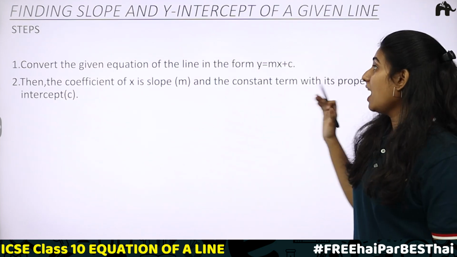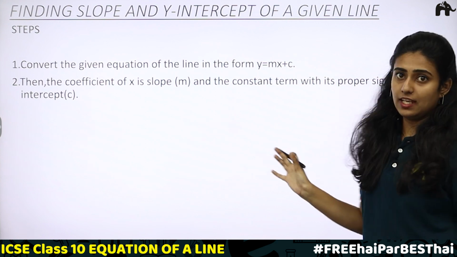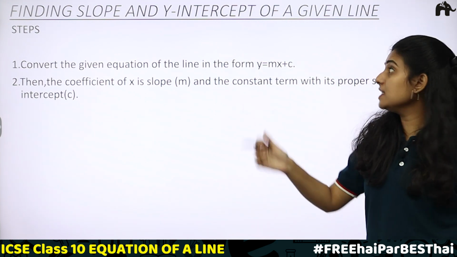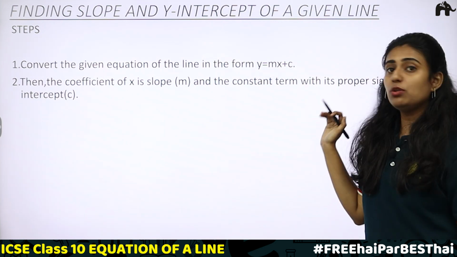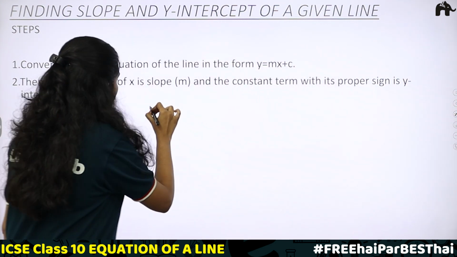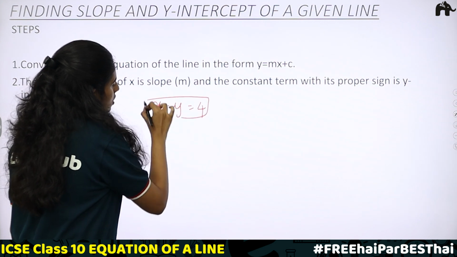We are going to study how to find the slope and y-intercept of a given line. If a line's equation is given, how can we find what the slope is and what the y-intercept of that line is? Here we have two steps. First, let's consider an example. Let us take an equation of a line, x minus y is equal to 4. This is an equation of a line.